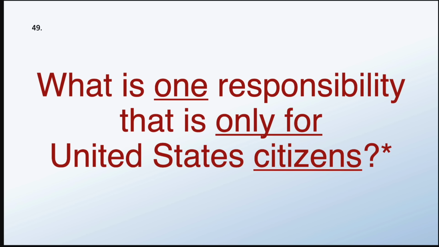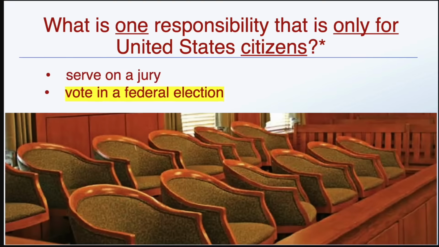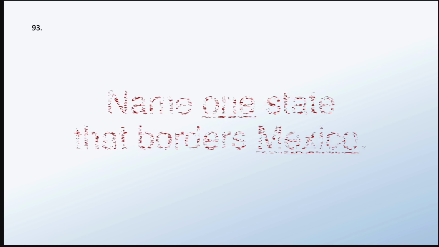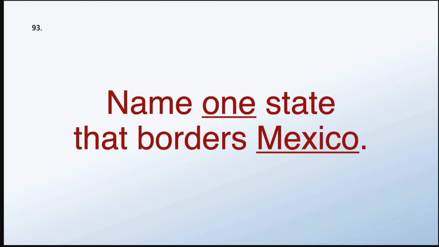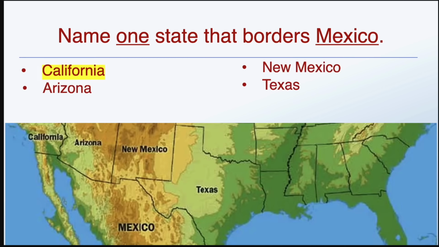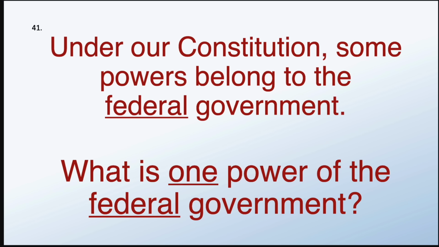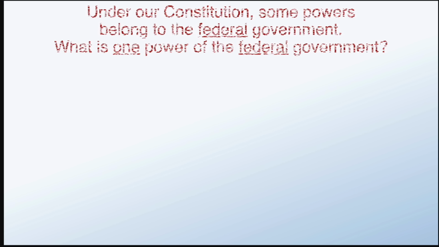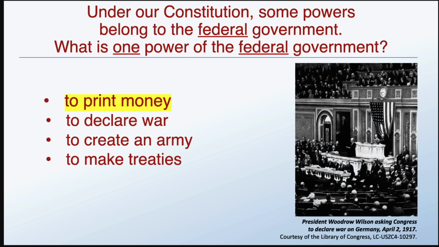What is one responsibility that is only for United States citizens? To vote in a federal election. Name one state that borders Mexico. California. Under our Constitution, some powers belong to the federal government. What is one power of the federal government? To print money.